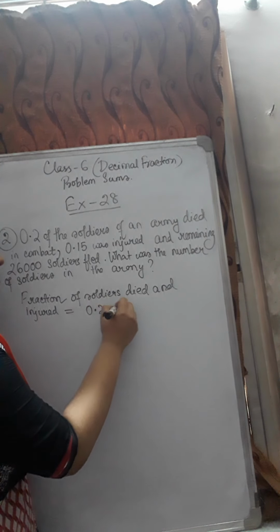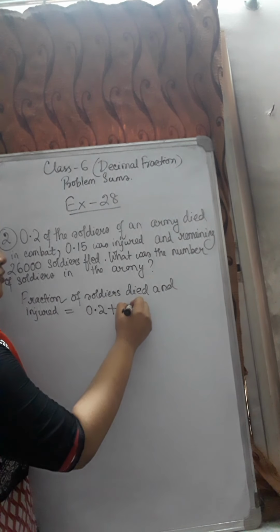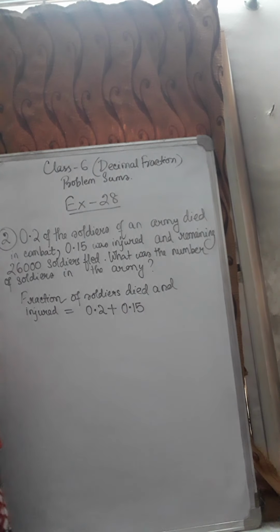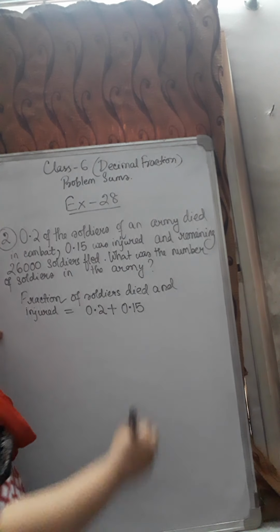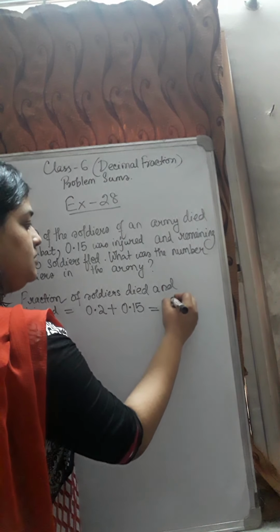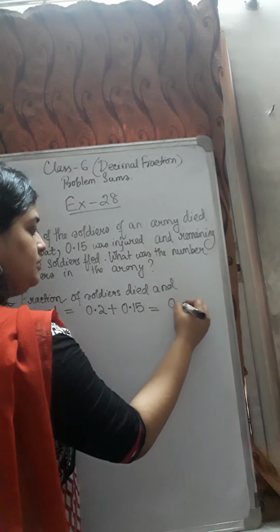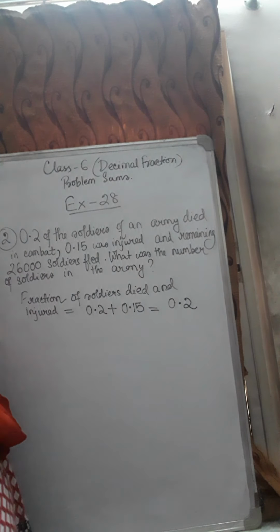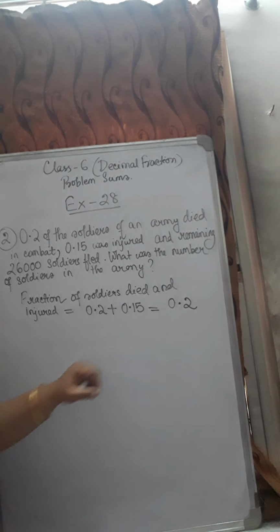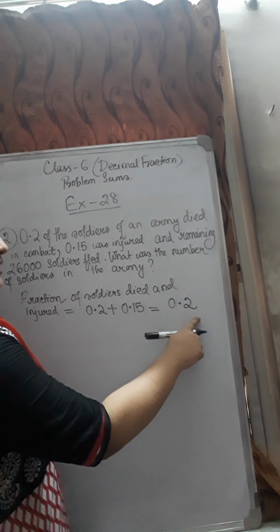0.2 died plus 0.15 injured. So if you add that up, you will get the total soldiers who died and injured. So that is equal to, in decimals you have to keep a very good check that you are not going wrong with the placement of the point. So 0.2 is the number.